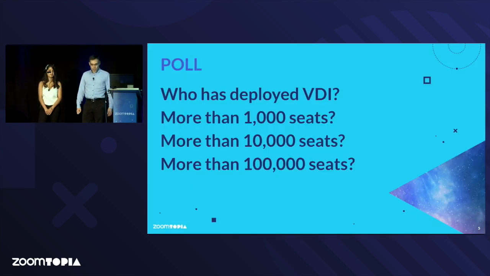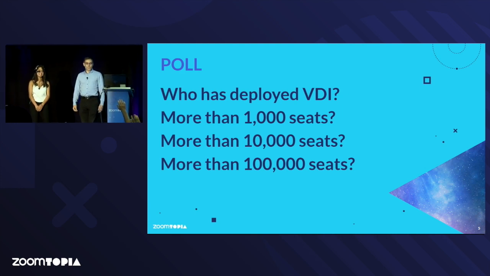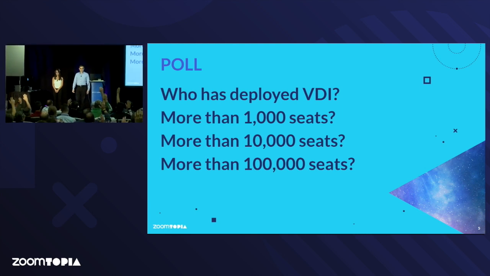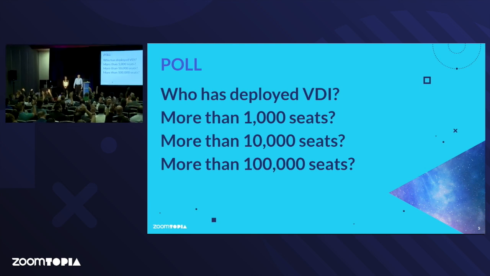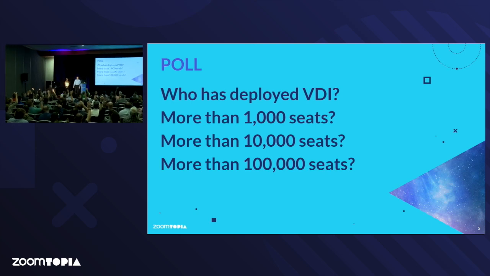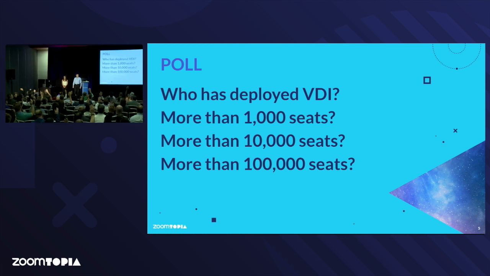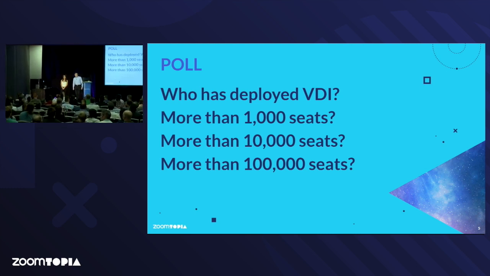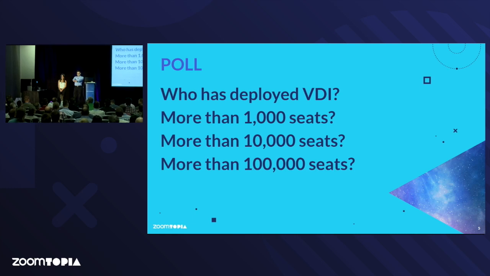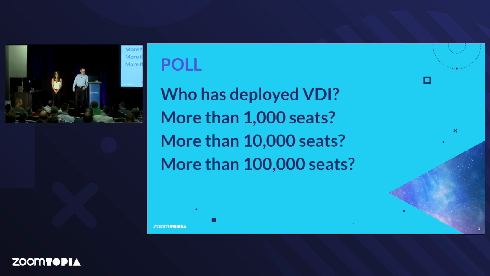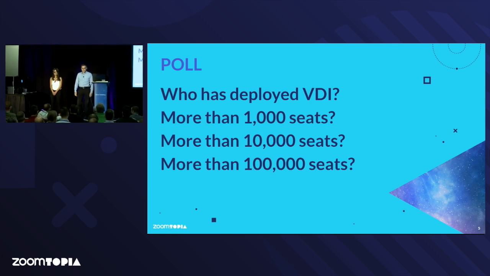Quick survey. I'd like to know from the room, who here has VDI deployed in their environment? That's a good show of hands. Keep your hands raised, please. OK. Put your hand down. Or keep your hand raised if you have more than 1,000 seats deployed. OK, if your hands went down, more than 10,000 seats deployed. OK, so a few hands still up. 100,000? Anybody? Oh, you didn't show up. All right. Thank you for coming.